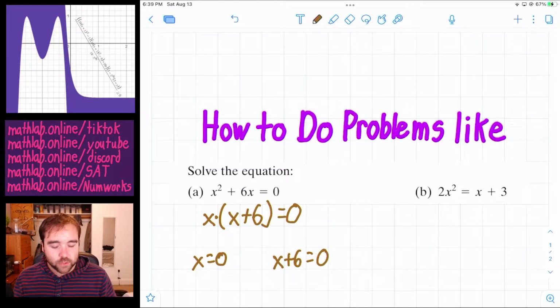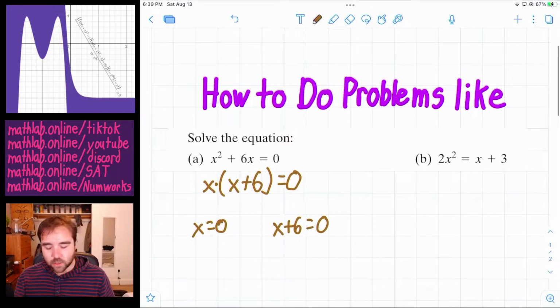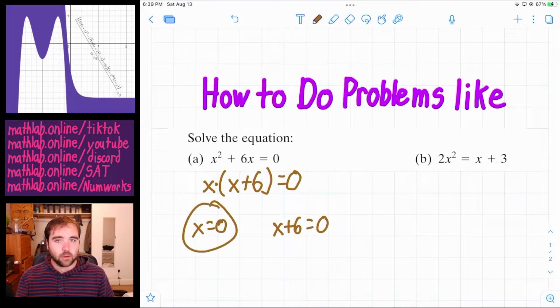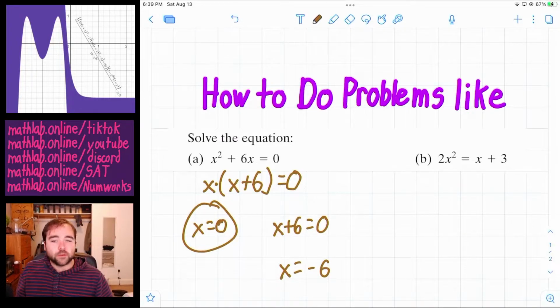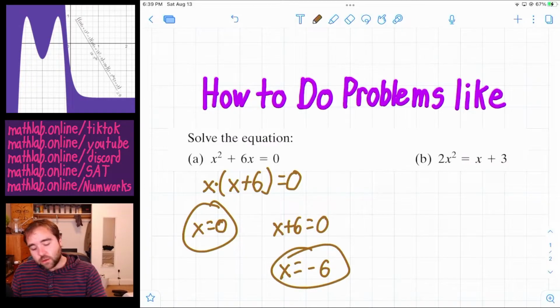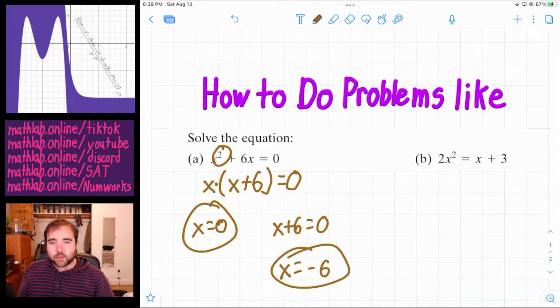For a quadratic, we generally expect there to be two solutions. So you see we have x equals 0. That's one solution already. And then subtract 6 from both sides. And there's our other solution. So with quadratics, there's generally two solutions. You can tell how many solutions there are by the highest exponent on the x. So quadratic, it's an x squared. So we expect two solutions.